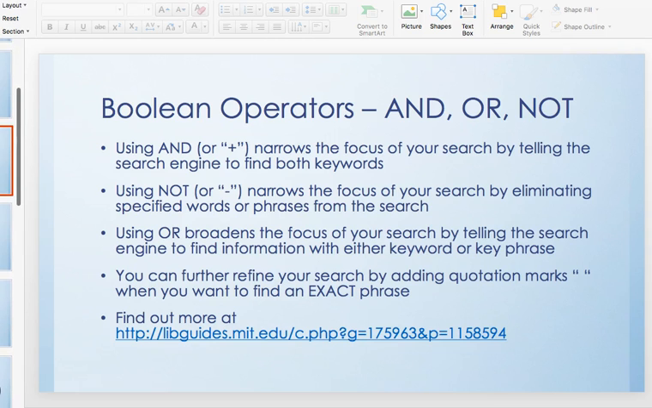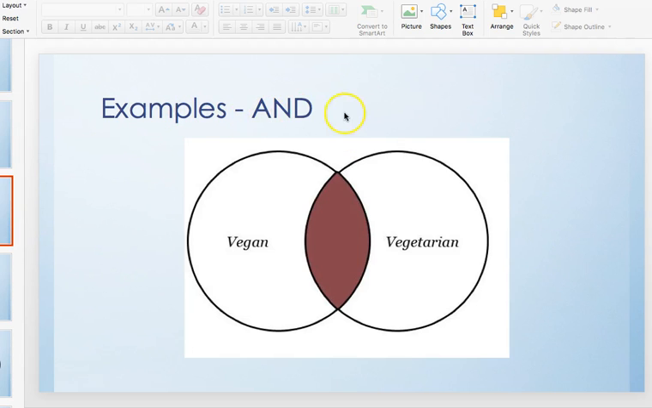Real quick, here are some examples to further illustrate that idea. Say we are using and. If we say vegan and vegetarian, it would pull whatever is common. If you're searching vegan and vegetarian in Google, it could pull up social media groups for both vegans and vegetarians, or restaurants that are both vegan and vegetarian friendly, and so on. So it will show anything that applies both to vegans and to vegetarians.